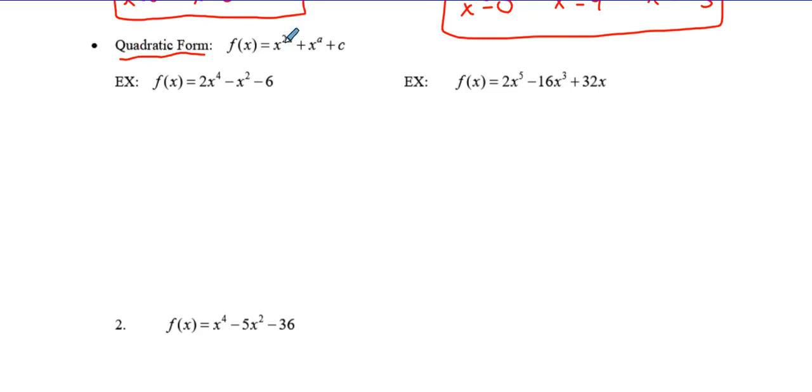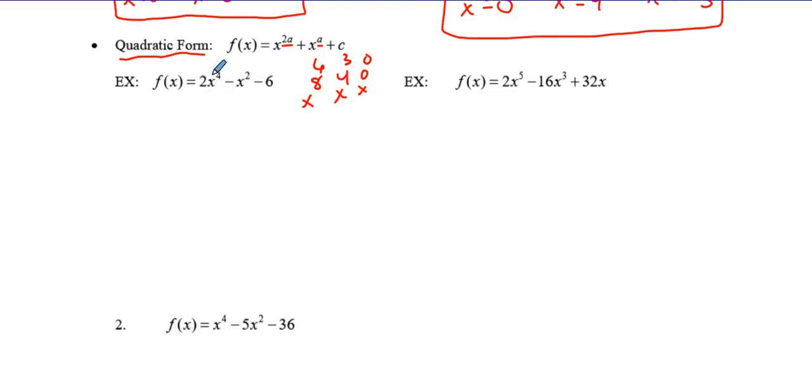The next thing here is quadratic form. It's not necessarily a second degree function; it's a fourth degree function, but it follows this pattern where there's a constant at the end and the leading degree is twice the size of the middle term. So 4, 2, 0. Another pattern would be 6, 3, 0, or 8, 4, 0, if we're talking about x's: x to the 8th, x to the 4th, x to the 0. That's in quadratic form. Hopefully you see that pattern. We're really only going to be focused on quartics that are in quadratic form.